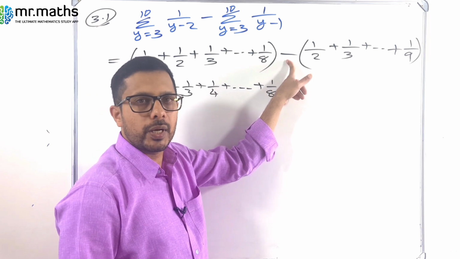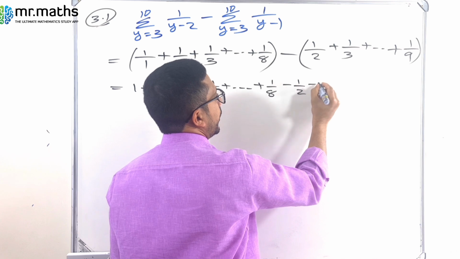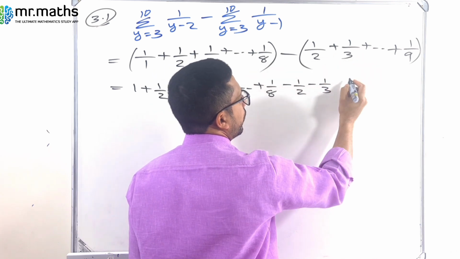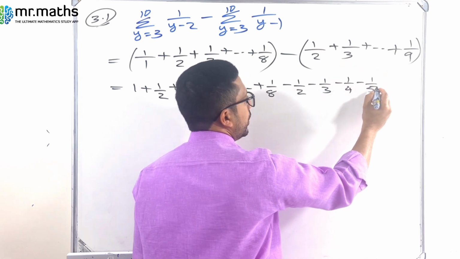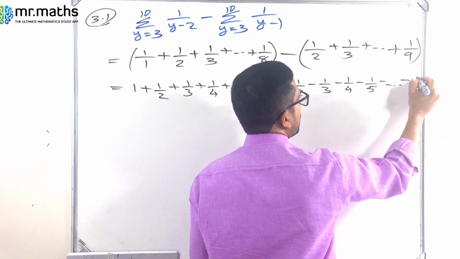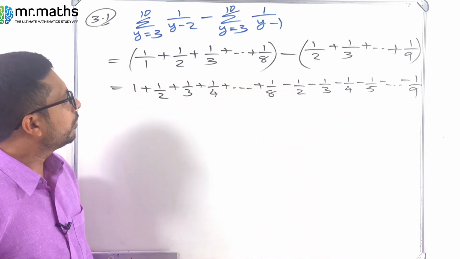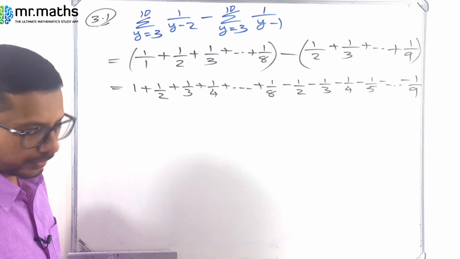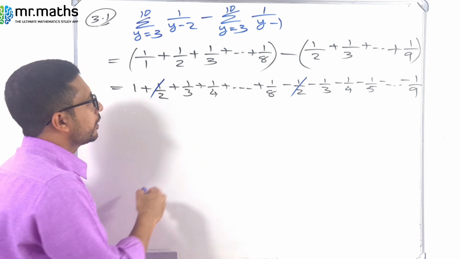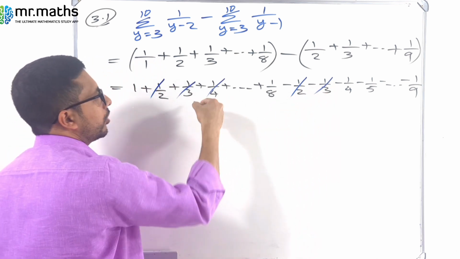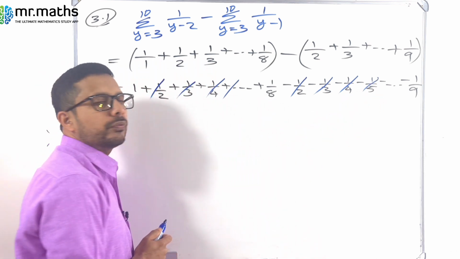Okay, so now you must be careful. I'm going to expand this bracket. Minus into half, minus half, minus into 1 over 3, minus 1 over 3, minus into 1 over 4, minus 1 over 4, minus into 1 over 5, minus 1 over 5, minus etc., up to minus 1 over 9. Do you understand? Now look at this one, guys. Here positive 1 over 2 and negative 1 over 2 we can cancel. 1 over 3, 1 over 3 cancel. 1 over 4, 1 over 4 cancel. Here 1 over 5 is here. That means all of that cancels.